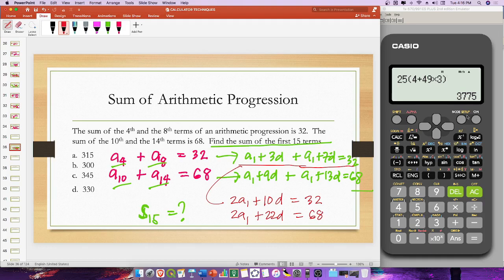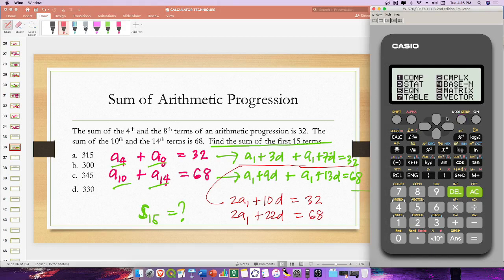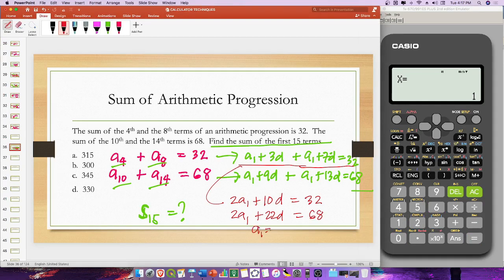Now we can use our calculator. Go to mode, go to equation. That's the best way of using your calculator: just write down the equations and then use the calculator to solve for the unknowns. So plug in the coefficients: we have 2, 10, and 32. We also have 2, 22, and 68. Press the equal sign. Now we have the value of x, which is actually your A1. So A1 is equal to 1, and the value of D is equal to 3.